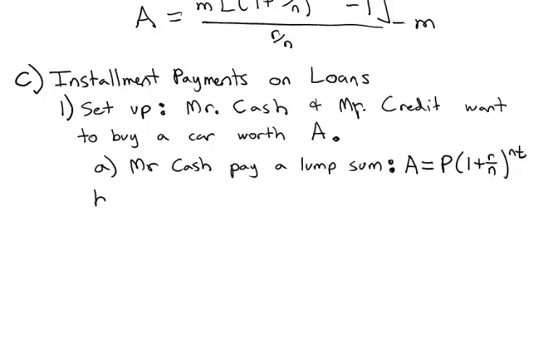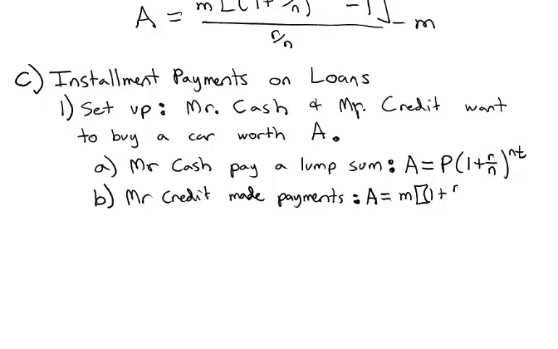Lump sum payments from yesterday. Mr. Credit made payments. And so from the car company's view, they're going to invest the payment every month over time. So because they're investing monthly payments, this is essentially an annuity from the viewpoint of the car company. So they're going to have that M times 1 plus R over N to the NT minus 1 all over R over N.